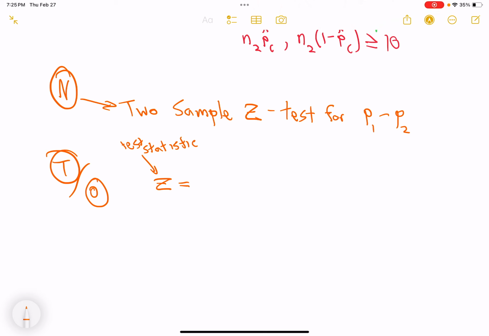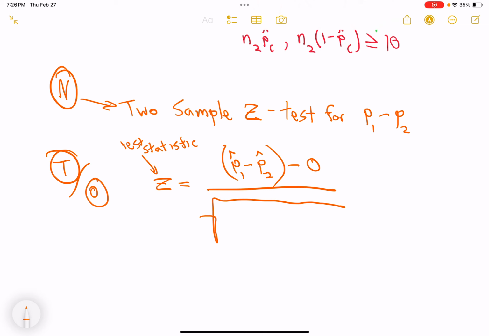The formula and the format will be P hat 1 minus P hat 2. Because remember, that's our numerator. That's going to be our sample statistic, minus the parameter, which will always be 0 if the difference is none, over our standard error. And remember, our standard error is going to be the combined variances here, but it's going to be based around, like we said above, the pooled proportion. So odds of success times odds of failure over sample 1 size plus odds of success times odds of failure over sample size 2. Okay.